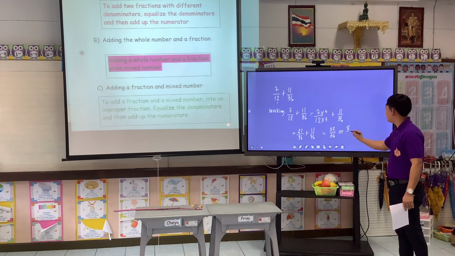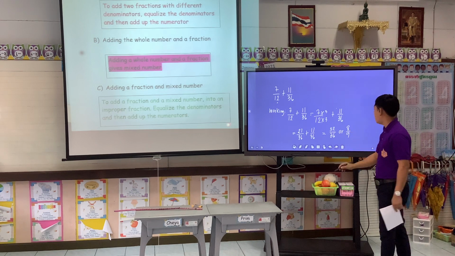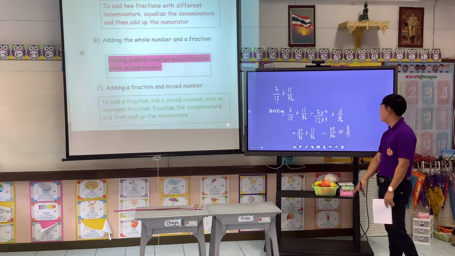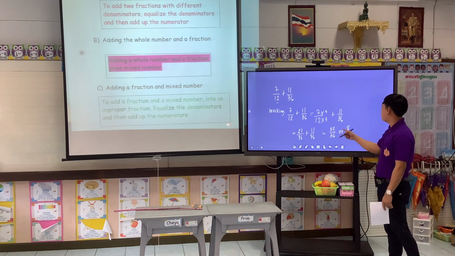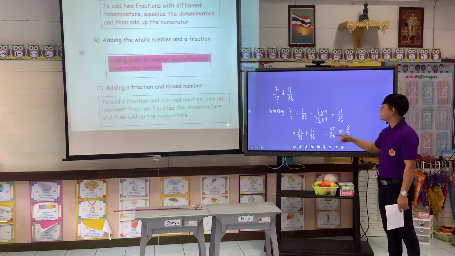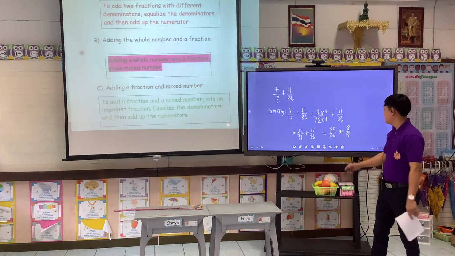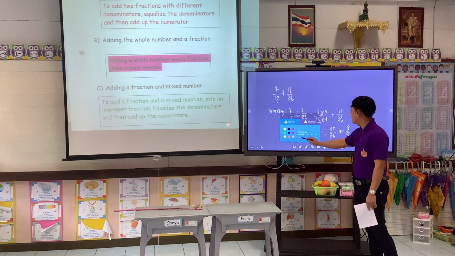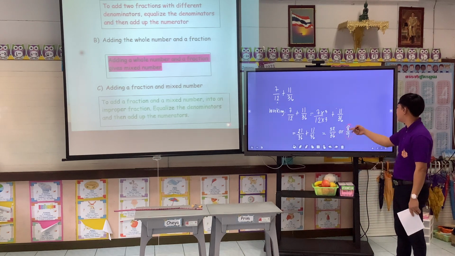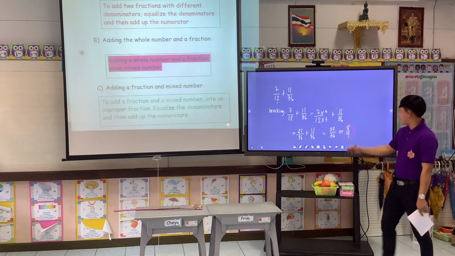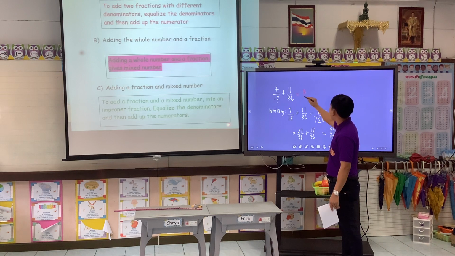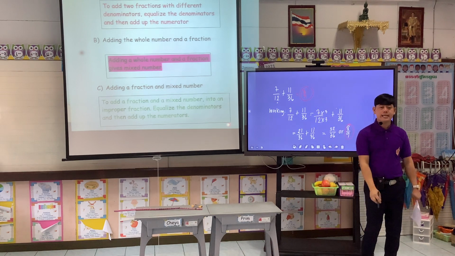Or 8/9. Why 8/9? Because we find the numbers that can be multiplied by or divided into 32 and 36 to equal 4. 32 divided by 4 is 8. 36 divided by 4 is 9. So the answer is 8/9. This is the answer. Okay, do you understand?